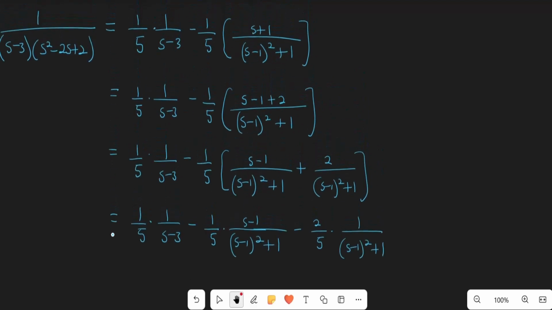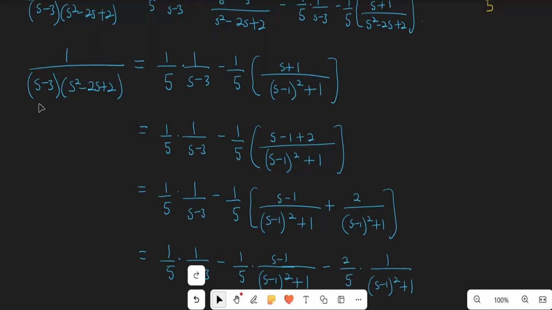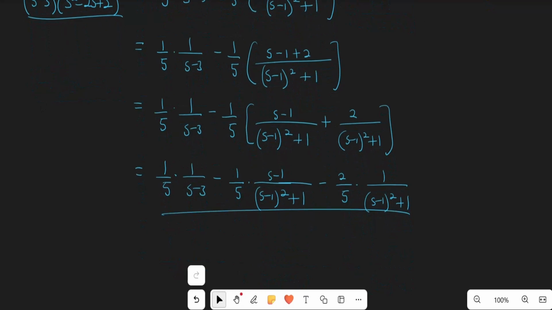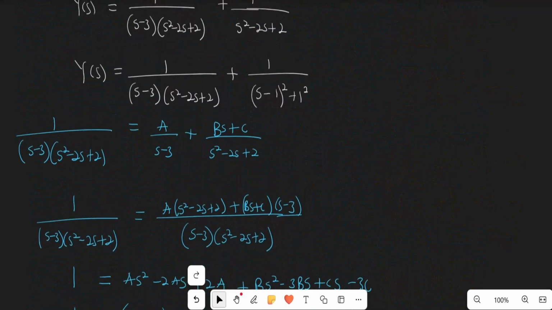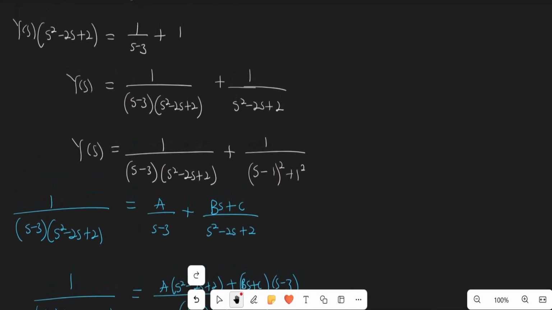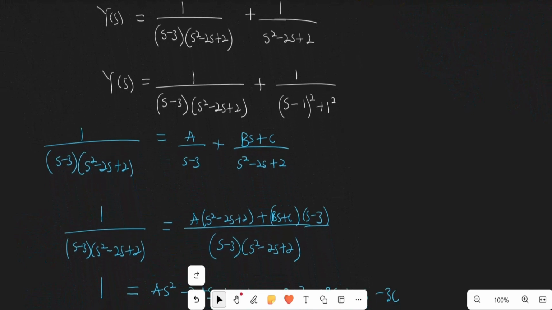So this one is now how we can break this one down. So this one is the same as this guy. Alright, so now let's go back to our Laplace inverse. So it means that here we are now going to take the Laplace inverse of this. So now that we have this one, we are going to take the Laplace inverse of this. So we come back here.